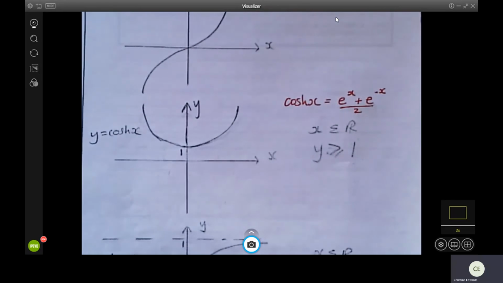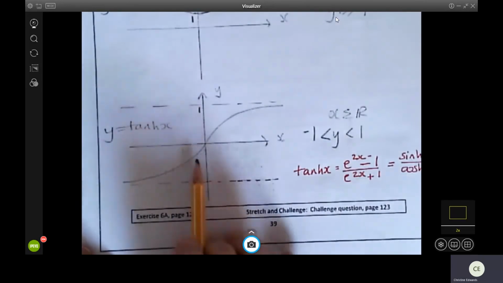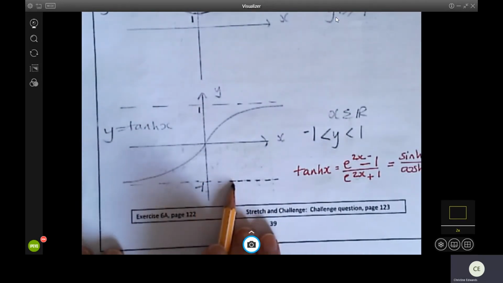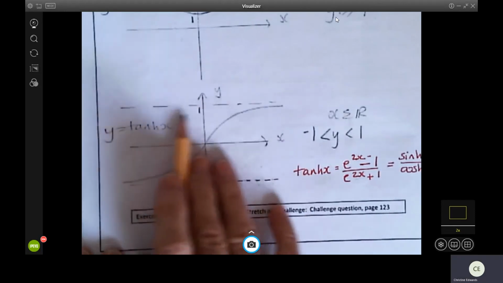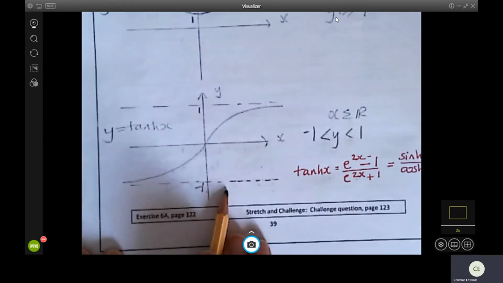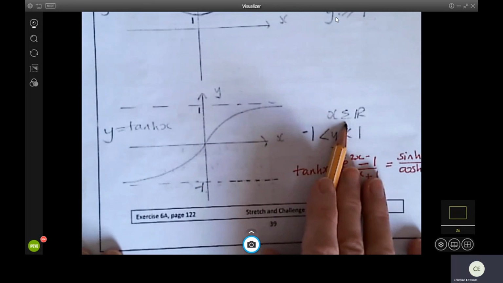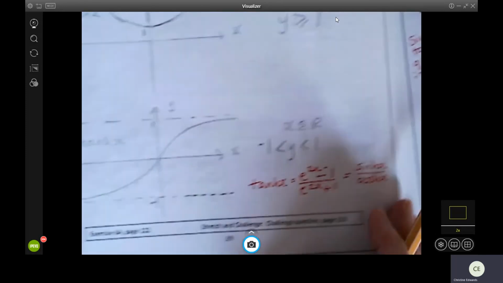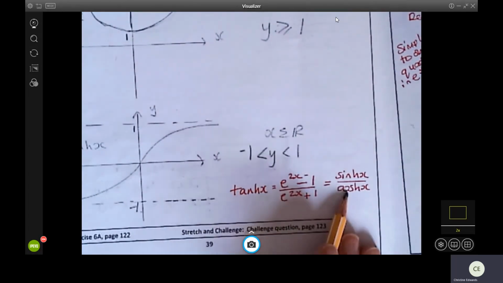And then last but not least, tanh is the curve that we have here. It has two asymptotes at y equals 1 and y equals minus 1, and therefore the range is between those two values, and again the domain is all the real values. Let's have a think about why the graph is like that. It's defined in terms of exponentials here, or as sinh over cosh.